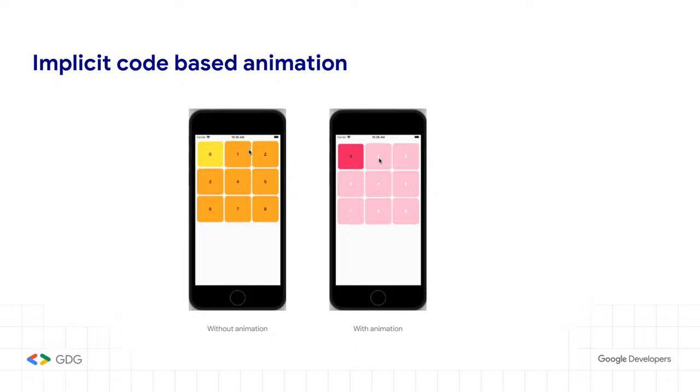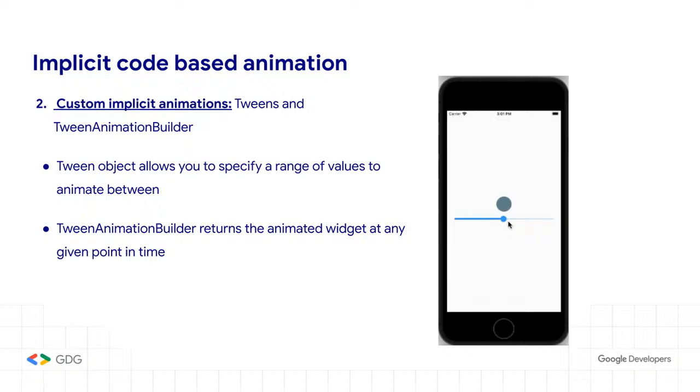So, I have two screens. One is without the animation and one is with the animation. The one without animation is designed using the InkWell widget, and the one with the animation is using an animated container. The second type of implicit animation is the custom implicit animation using tweens and TweenAnimationBuilder.